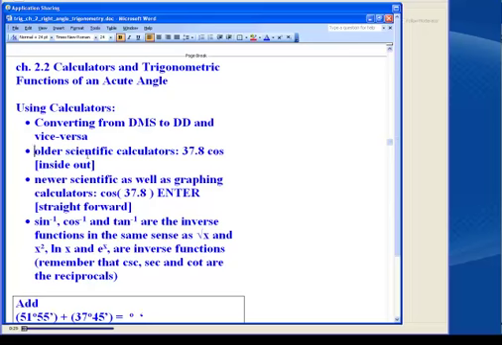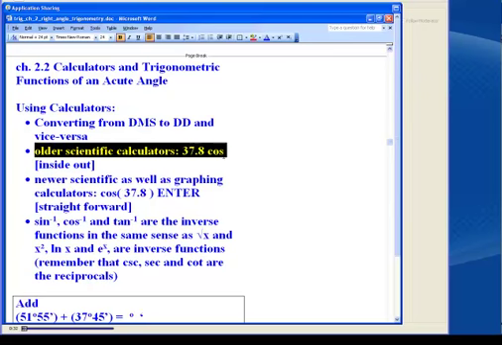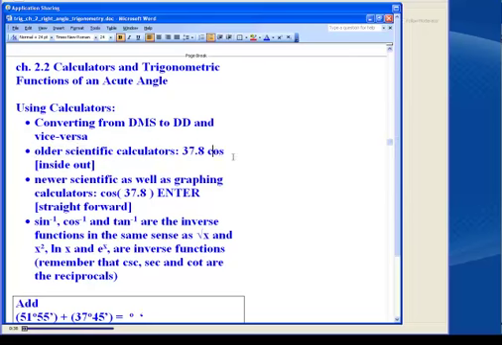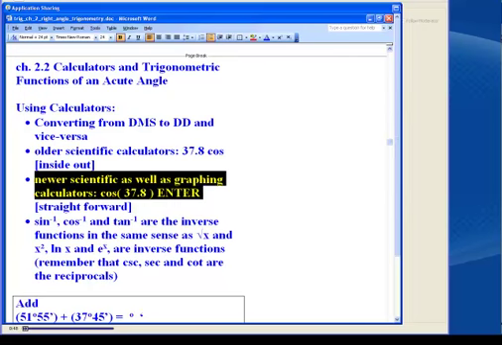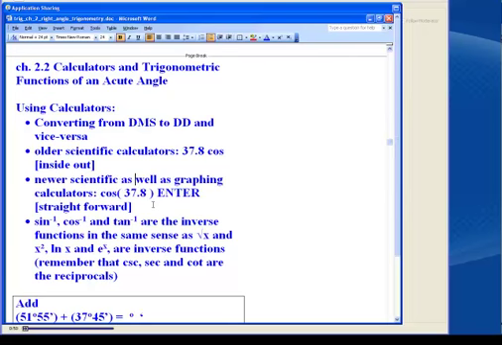And then just to mention, with older scientific calculators, you would have to work backwards when you want to determine the cosine or sine of an angle. I don't have an older scientific calculator here, so we'll just look at the one that we're expected to have, the graphing calculator, where it's straightforward, cosine of 37.8 degrees, for example.